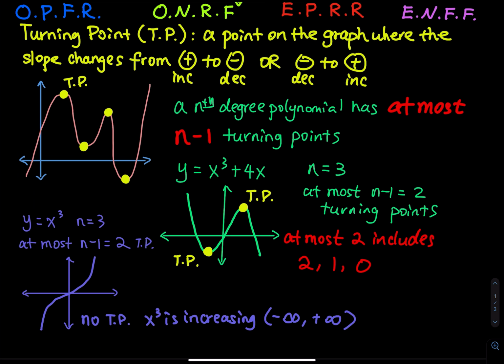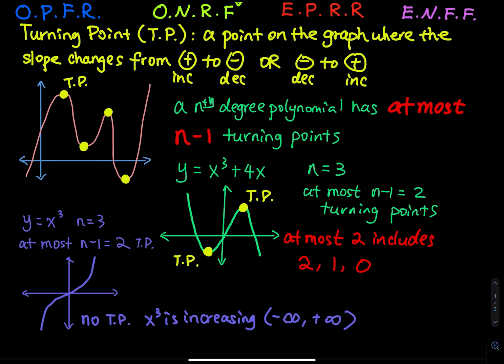Another good example is you have x to the third power. So the largest degree is 3. This is a third degree. This is a third degree as well. The green third degree has 2 turning points. The purple third degree has no turning points.